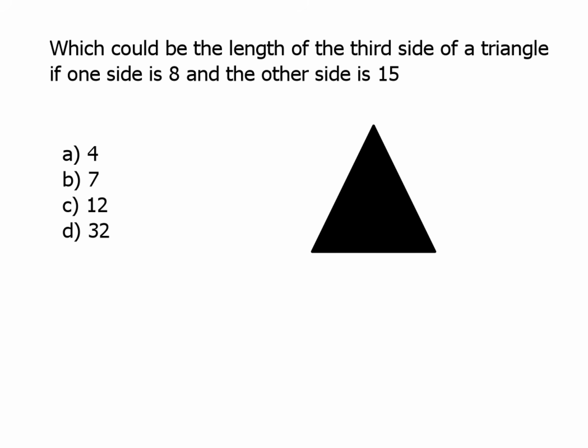Same way you do the other ones. Just take your time, make sure you add and subtract correctly. So 15 minus 8, that gives me 7. 15 plus 8, well, that gives me 23. So I can pick any number between 7 and 23. Now, 4 is not in that range, so that one's gone.